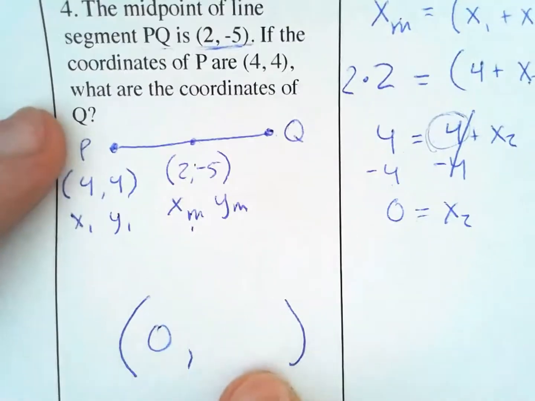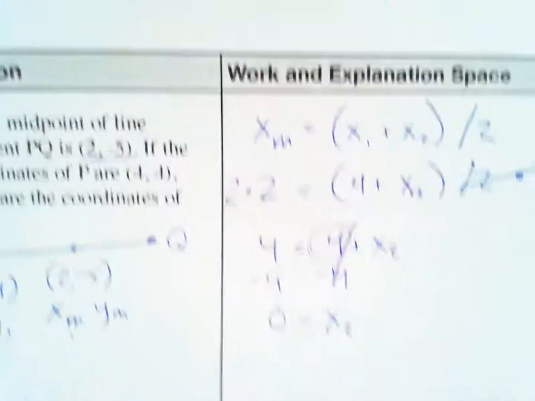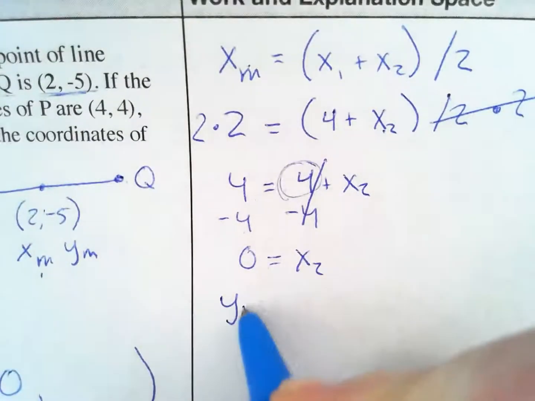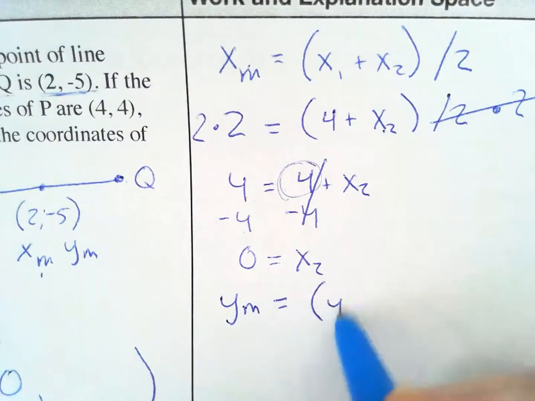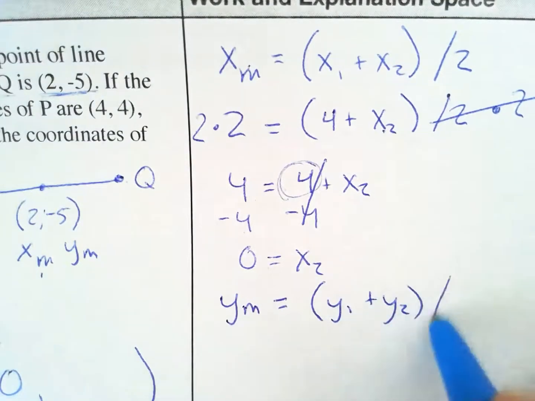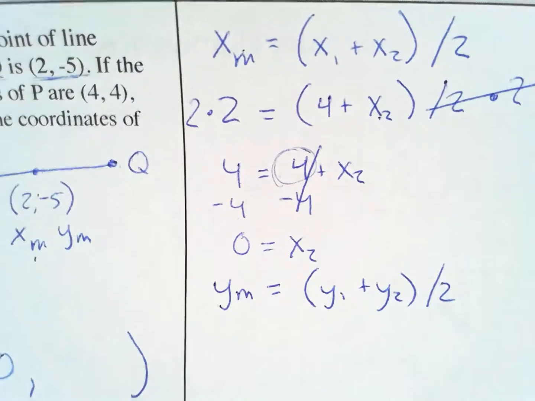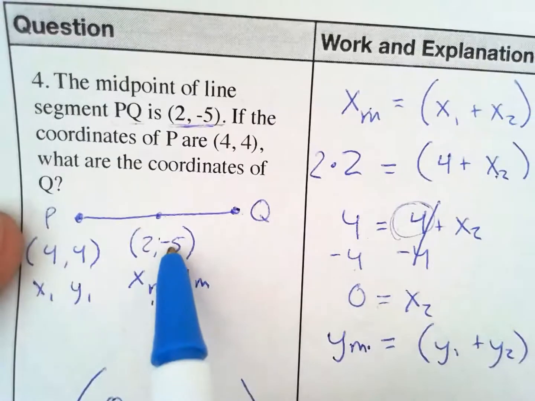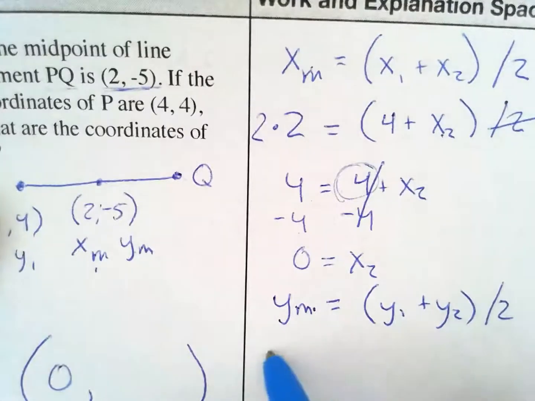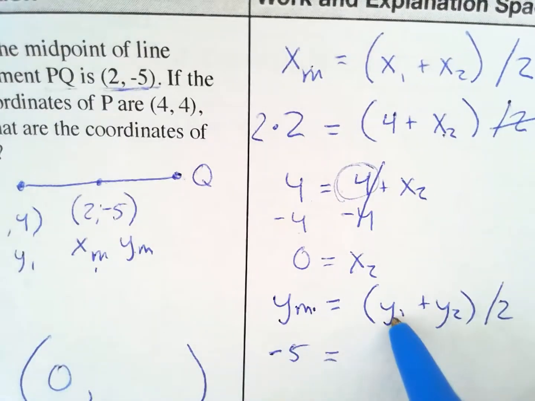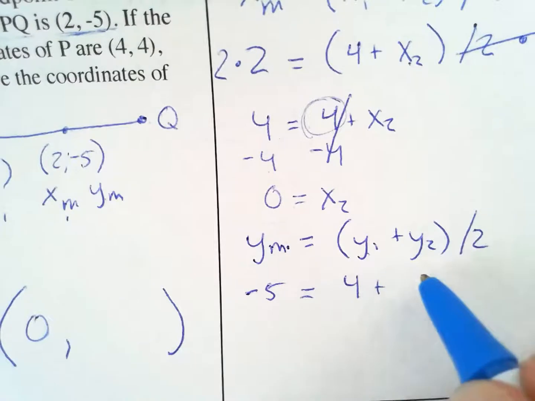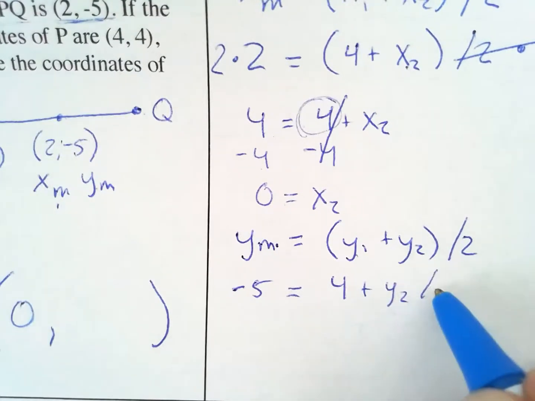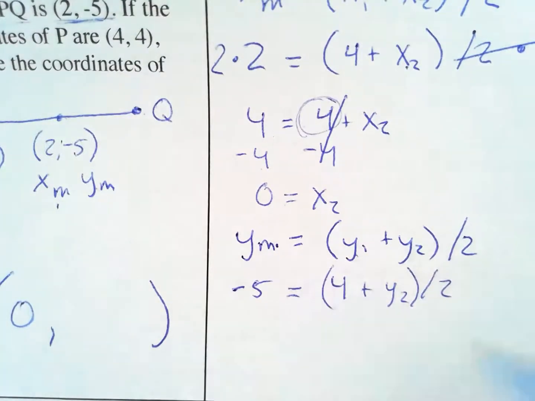We need our y point, and we need to do that same formula, but for y's now. So I'm going to say ym equals (y1 plus y2) divided by 2. My ym value is -5. I can see that over here I labeled it. My y1 value is going to be 4 plus y2, we don't know, so we'll keep it, divided by 2. I need my parentheses there.